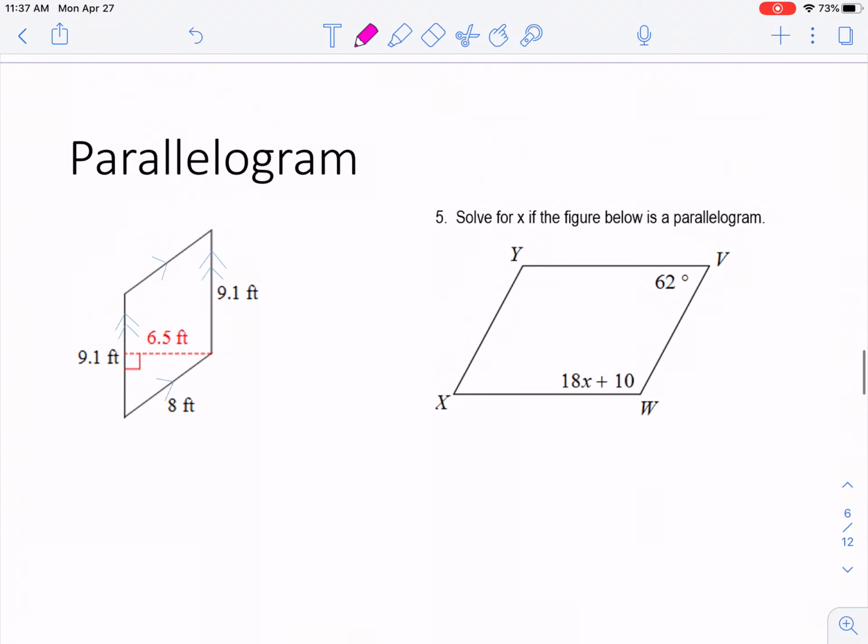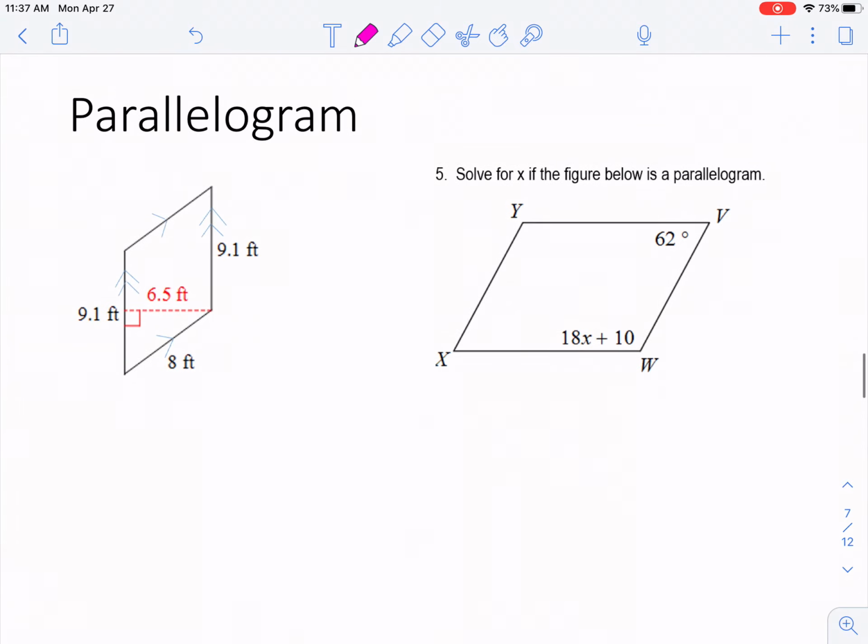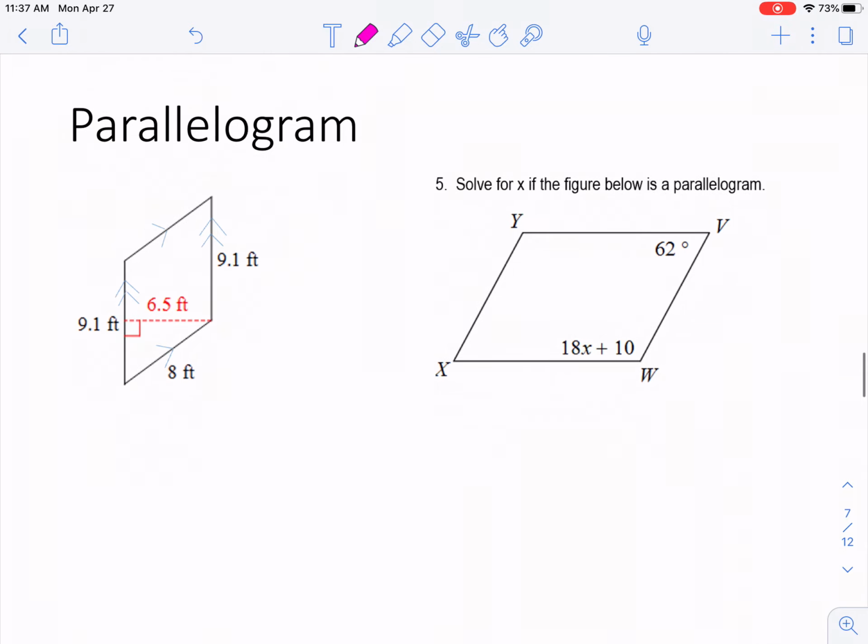All right, so let's look at some problems. Let's talk about number 2. First of all, area. Area of a rectangle, area of a square is easy. It's just the base times height. But a parallelogram is a rectangle that's been just kind of pushed sideways.